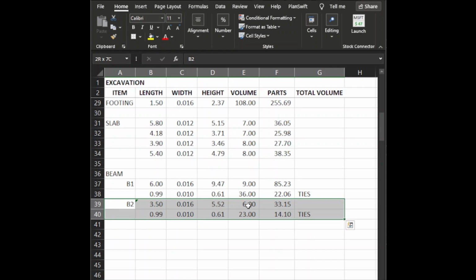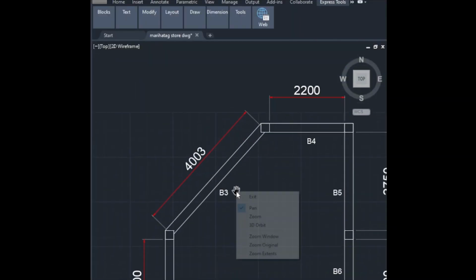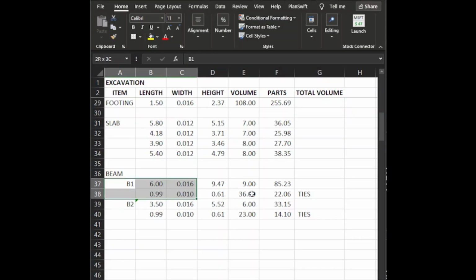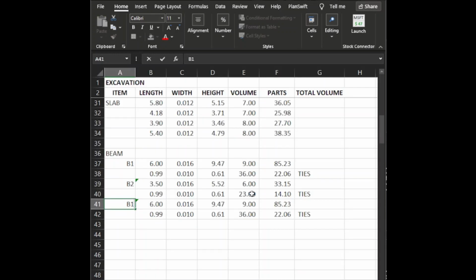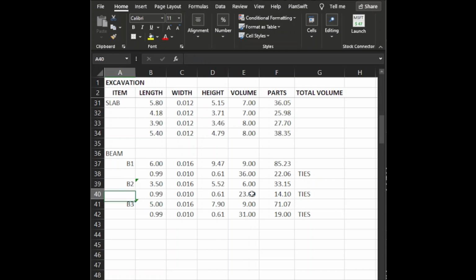Okay, then beam 3, check from the drawing, it's 4 meters, so we'll make it 9 also. We will just copy this one. Okay, then beam 3 is 4.003. The number of bars will put this one 4.003. So that one.